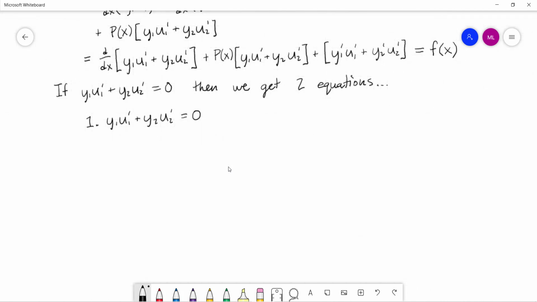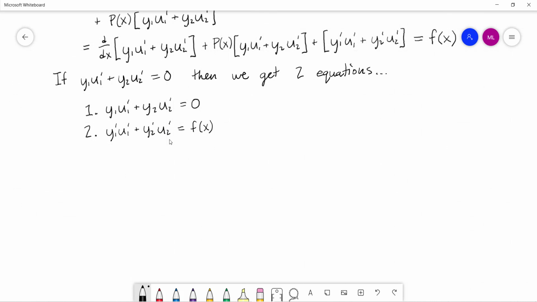So I'm going to force that to be 0, and if that's 0, it forces the second piece. If this is 0, and this is all gone, then it must mean that this equals f of x. So y1 prime u1 prime plus y2 prime u2 prime equals f of x. Now we have a system of two equations, and ultimately we have two unknowns, u1 and u2.